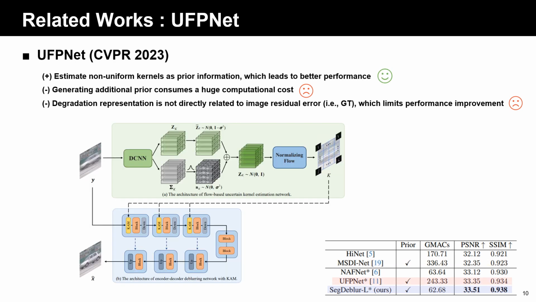UFPNet also estimates prior information by estimating non-uniform kernels. The thing is that generating prior information and fusing it with deblurring procedure requires a huge computational cost, as indicated in the table. Furthermore, although the non-uniform kernels are beneficial, they are not directly related to GT. So the performance of this method lags behind our method.